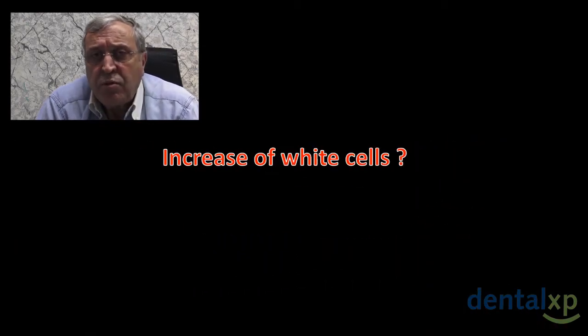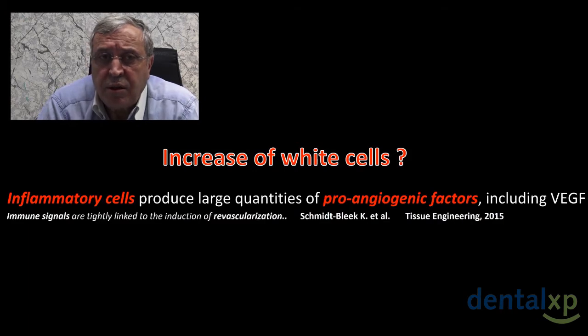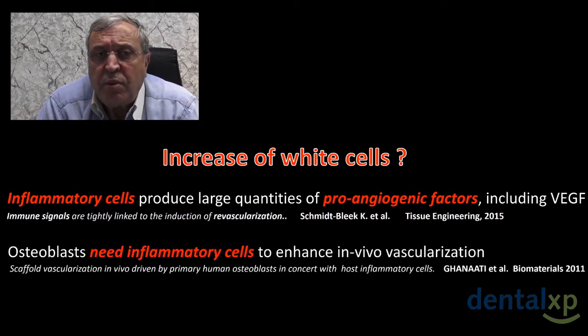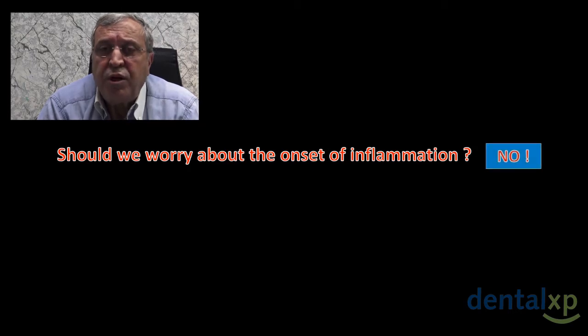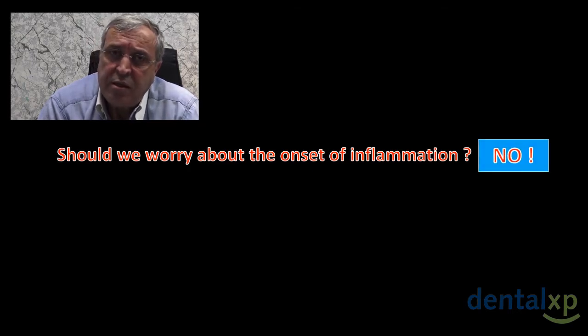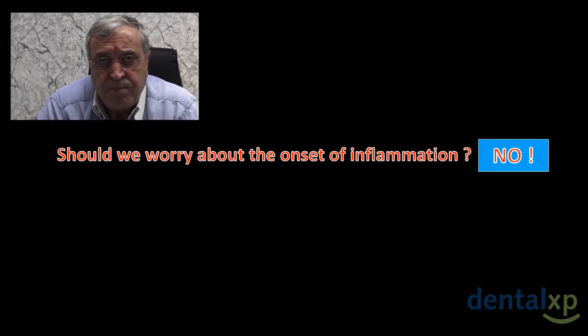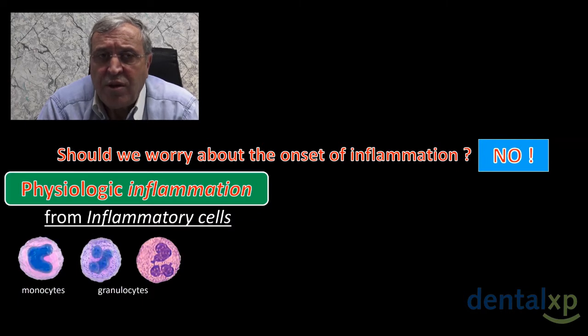Do we have to increase the white cells? Of course, because they produce large quantities of pro-angiogenic factors, including VEGF. Osteoblasts need inflammatory cells to enhance the in vivo vascularization. And the inflammatory cells are the niche for the mesenchymal stem cells. That is what we know from the science. But if we increase the inflammatory cells, do we increase the inflammation? Definitely no, because we have to understand what is inflammation.